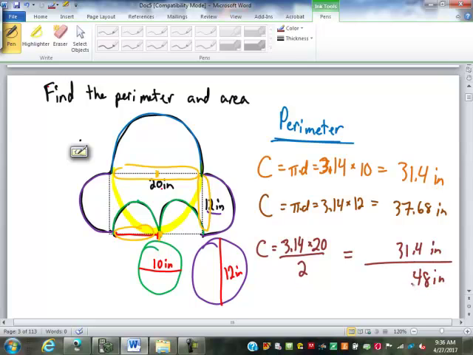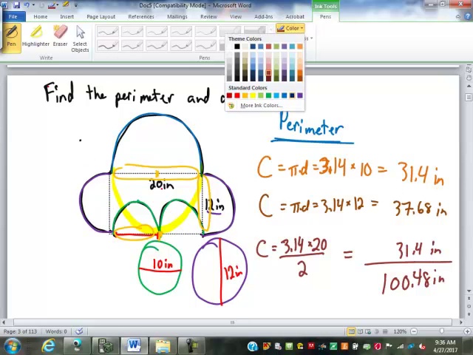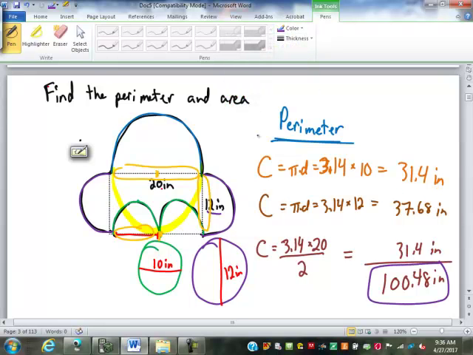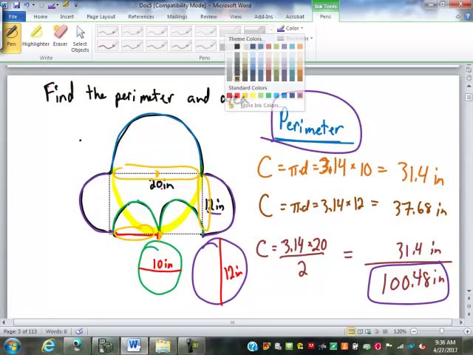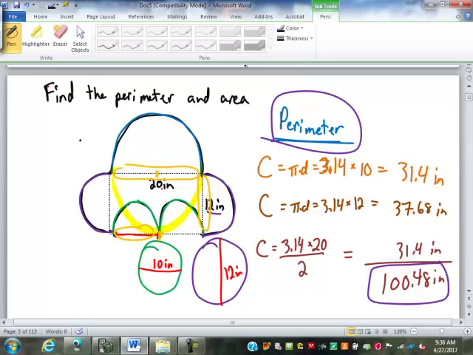So we add those up. That's 100.48 inches is our perimeter. When you get a problem like this, you have to break it into pieces you can find. Yeah, you have to break it down into pieces and add them all up. Remember, perimeter is found by adding up all of the sides or all the pieces of the sides. This here, adding those 3.